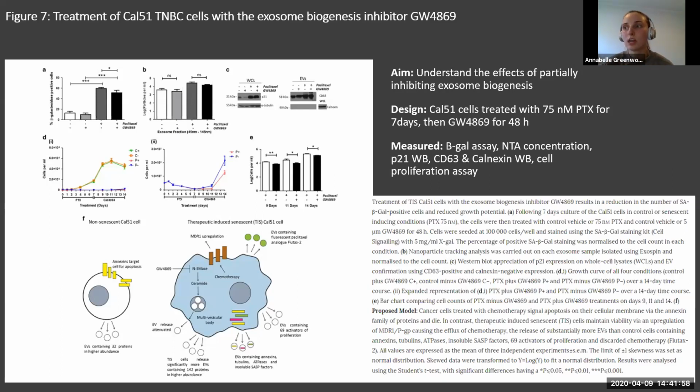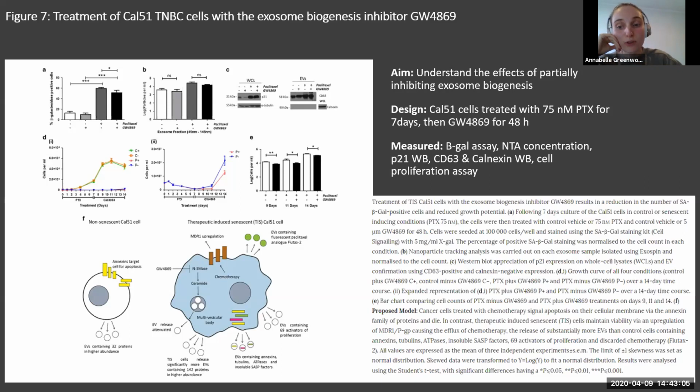And then they've zoomed in on the PTX treated cells to show that the ones inhibited with the exosome biogenesis inhibitor proliferate slightly less. So these guys then go on to describe that this is the proliferation recovery, which I haven't quite wrapped my head around, but it's interesting. And then they propose a model. So they've proposed that the majority of cells, when they're treated with PTX, undergo apoptosis. In contrast, the ones that undergo therapeutic-induced senescence maintain their viability by upregulating MDR1 and exporting chemotherapy, and then releasing various proteins, including annexins and ATPases and tubulins, through their extracellular vesicles to maintain their senescent phenotype when PTX has been removed.